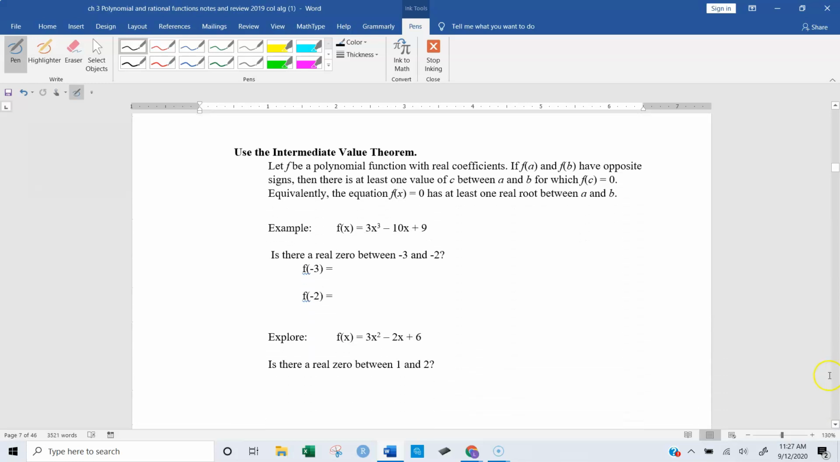The intermediate value theorem is just saying if I plug in 2 numbers next to each other, and they change sign, so the y values are opposite, then there's a root because it has to cross the x-axis. If the y values are not opposite, then it is not a root.